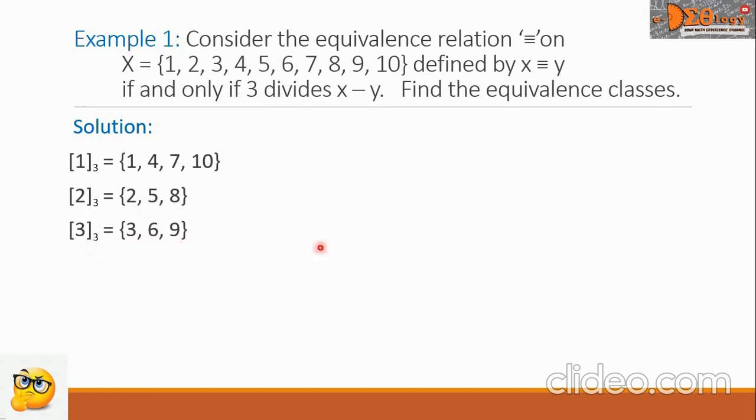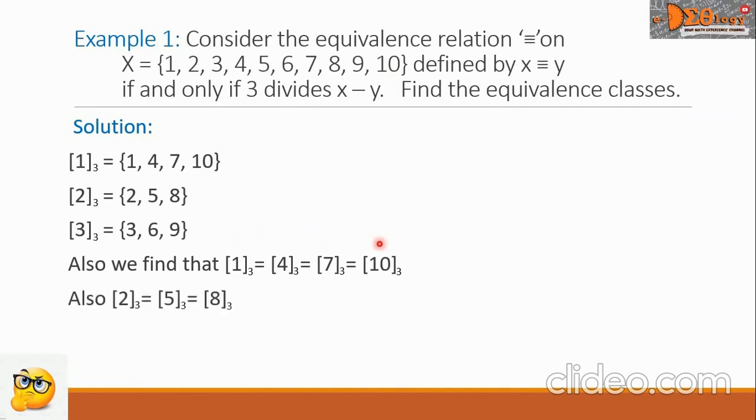We shall continue to write the equivalence classes for 4 up to 10. While doing so, you will find out that equivalence class 1 is equal to equivalence class 4, which is also equal to equivalence class 7 and equivalence class 10. Also, equivalence class 2 is equal to equivalence class of 5, which is also equal to the equivalence class of 8.